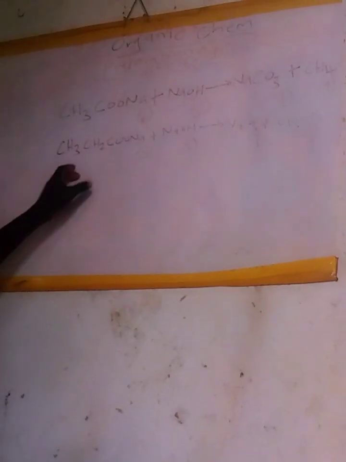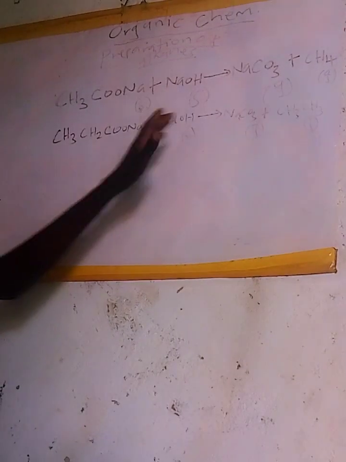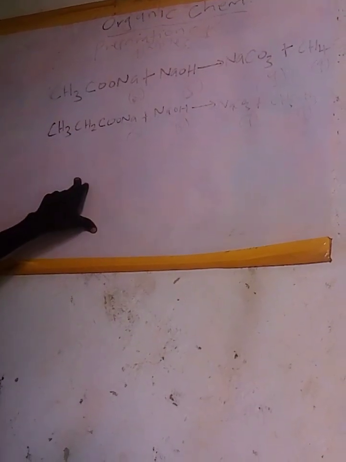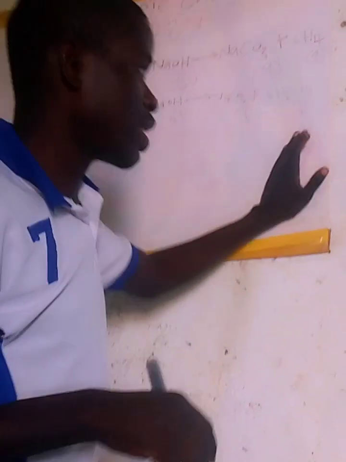For example, they can draw this for you, and then they ask you some questions for you to answer. So when you want to prepare propane, you use sodium butanoate plus sodium hydroxide to get sodium carbonate plus propane. When you want to prepare butane, you use sodium pentanoate plus sodium hydroxide to get the product.